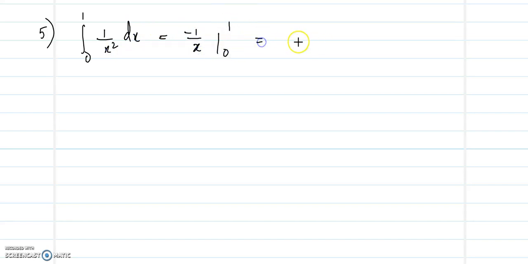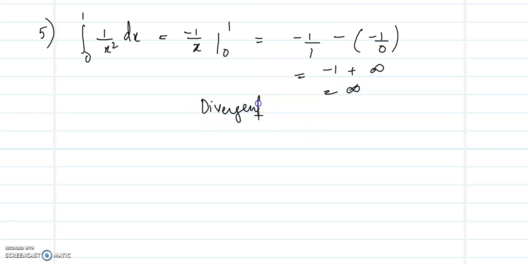And question number 5. We need to evaluate the integral from 0 to 1 of 1 by x square dx. Again integral of 1 by x square will be minus 1 by x from 0 to 1. So that will be minus 1 by 1 minus 1 by 0. So that will be minus 1 plus 1 by 0 goes to infinity. So the value will be infinity. Again in this case we can say that the integral is divergent.